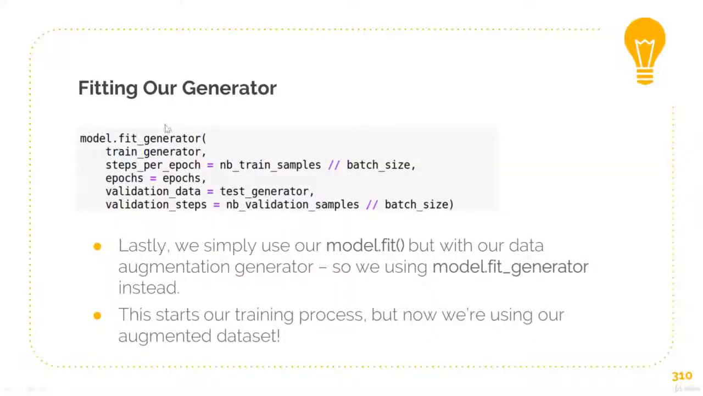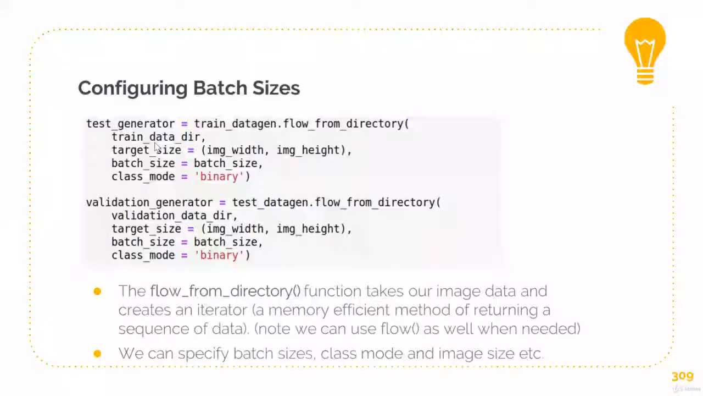So lastly, this is how we actually fit the model now. Instead of using the test data and training data and all those things, it's a bit different now when we're doing model fit generator. We specify our train data generator, our train generator I should say. This is where we get our images from, here.